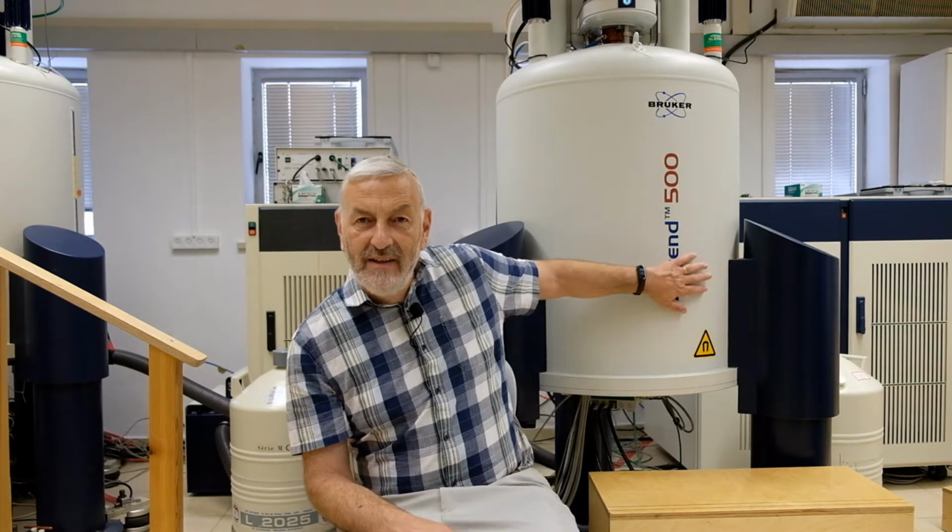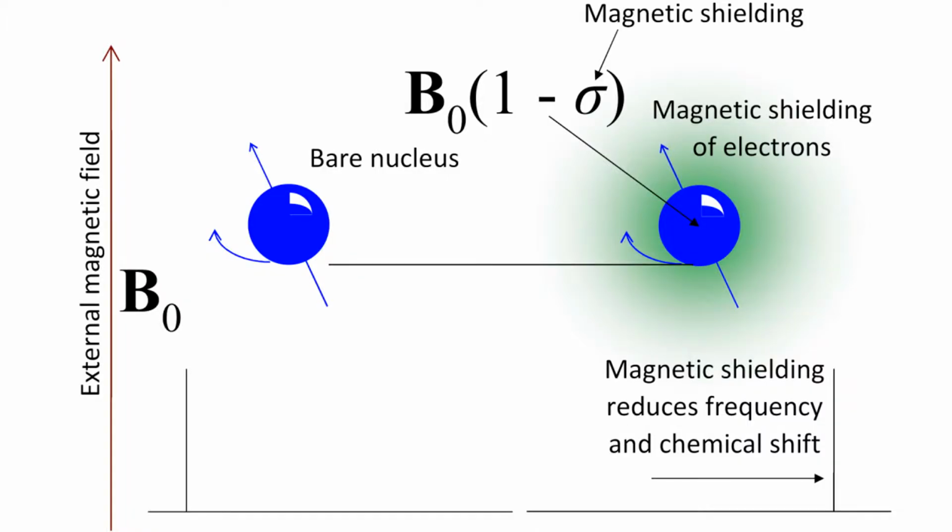The resonant frequency is proportional to the magnetic field at the nucleus. The precise resonant frequency of the energy transition is dependent on the effective magnetic field at the nucleus. The shielding of electrons around the nucleus affects the magnetic field there. The shielding sigma generally reduces the magnetic field at the nucleus and its resonant frequency.